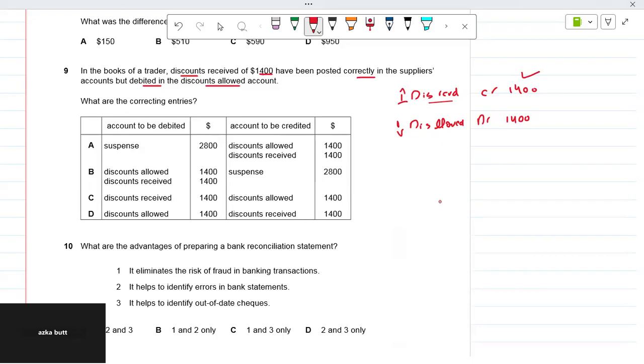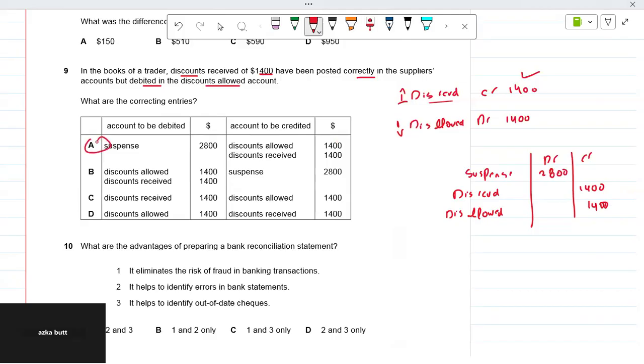Okay. So we will credit the discount received account with 1,400, and we want to decrease the discount allowed account. That is why we will decrease it by crediting it. And in the debit account, there is the suspense account. A option is the right one.